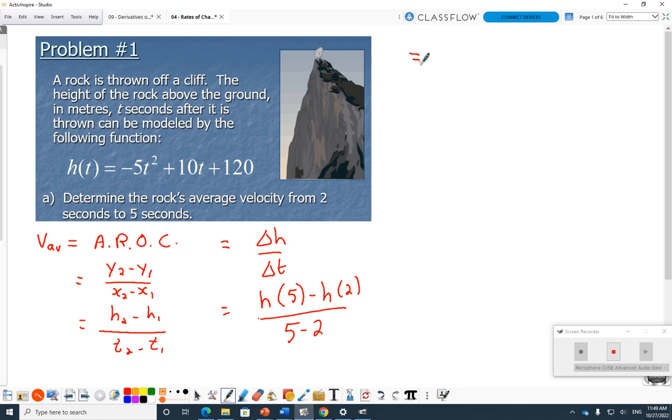So I'm just going to get these answers. H at 5: negative 5 times 5 squared plus 10 times 5 plus 120. I get 45. So after 5 seconds, the rock was at a height of 45.